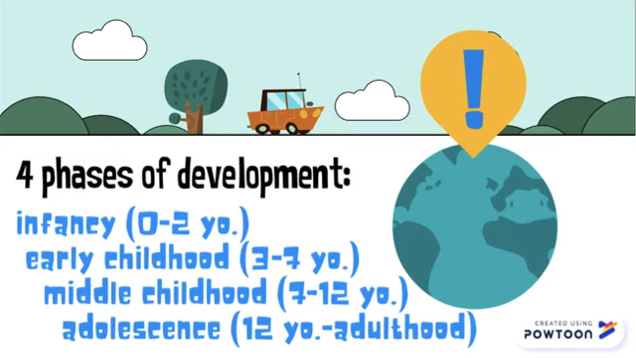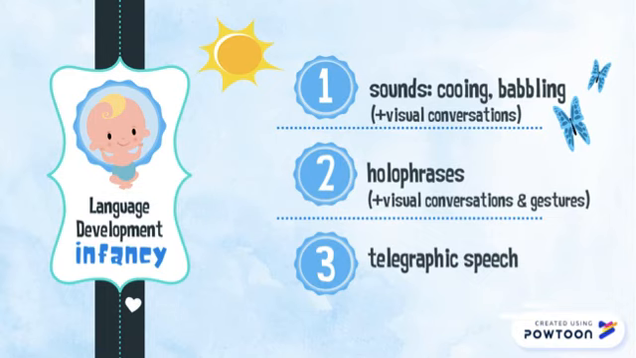In this video, we are going to look at 4 phases of language development, namely infancy, early childhood, middle childhood, and adolescence. Let us start with the infancy phase. Now, these are the stages that infants experience related to language development: sounds stage, hollow phrases, and telegraphic speech.